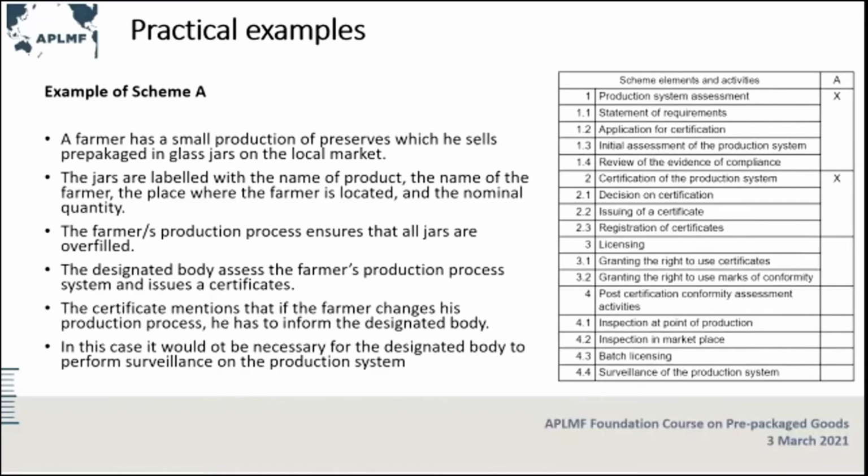Because it is already declared by the farmer, the government trusts the farmer if there is a change in the production. The farmer just has to inform the designated body, and then the designated body will carry out other activities, for example, assessing again and issuing a new certificate if there is a change in the product production process. So this is the simple scheme covered only by the packer or manufacturer and the government. There are no more surveillance activities after the product is distributed to the market.